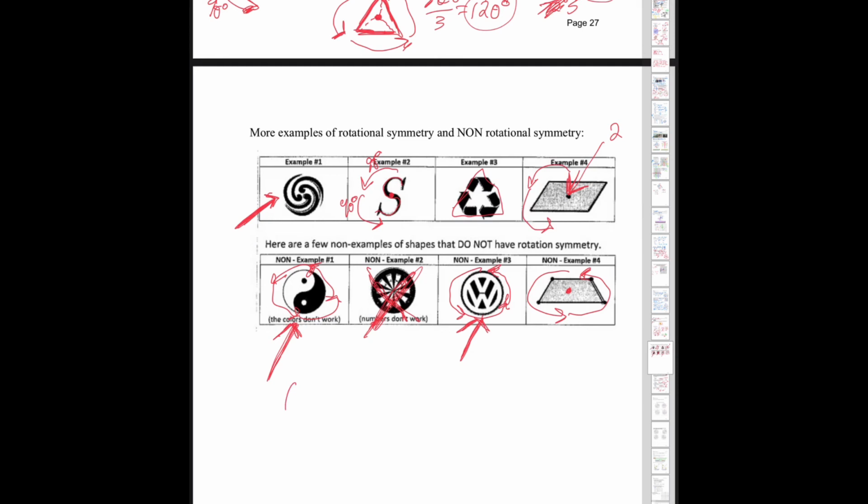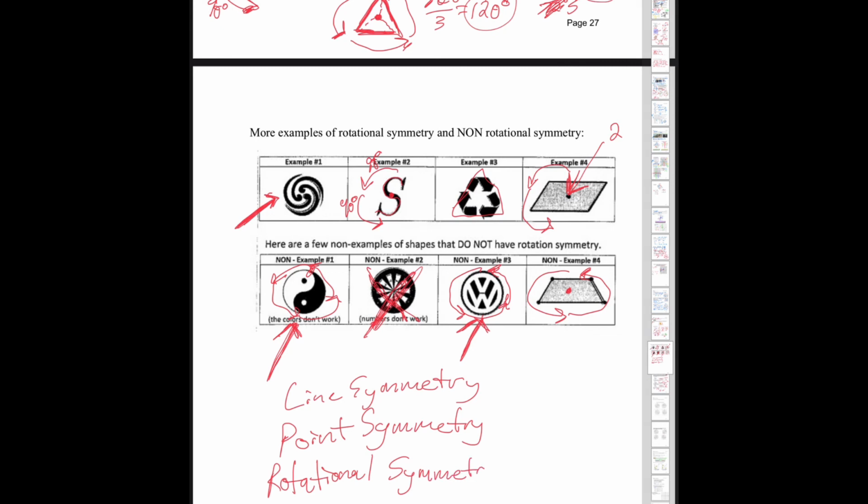So our key pieces of information here: line symmetry, we have point symmetry, and we have rotational symmetry. So again, just to recap, line symmetry, I will use a rectangle as an example. If I put a line here, I can fold it up and get the same image on top of each other. Same goes with that. Okay, so a horizontal and vertical line work for a rectangle.